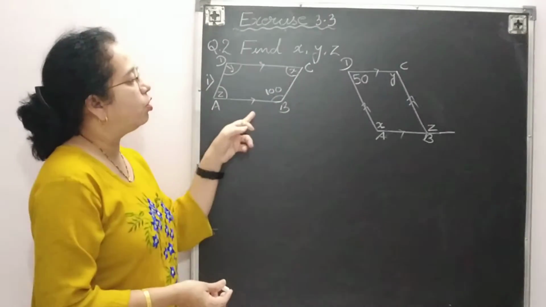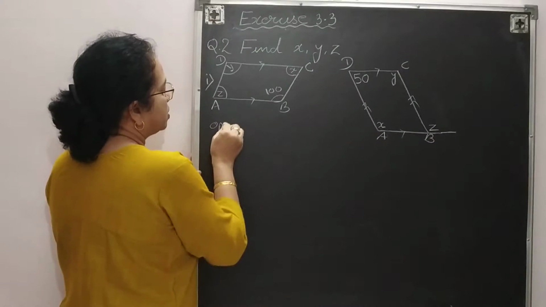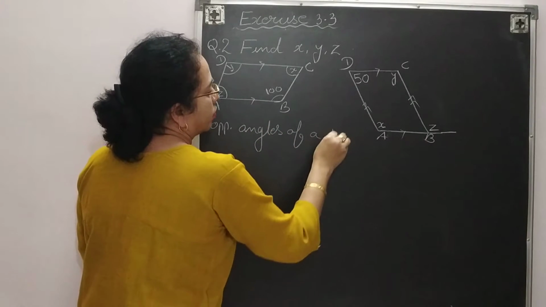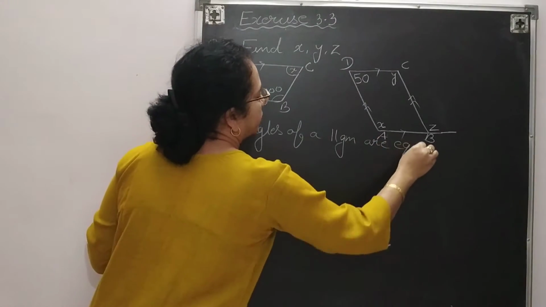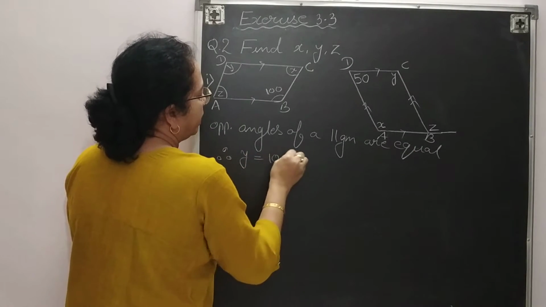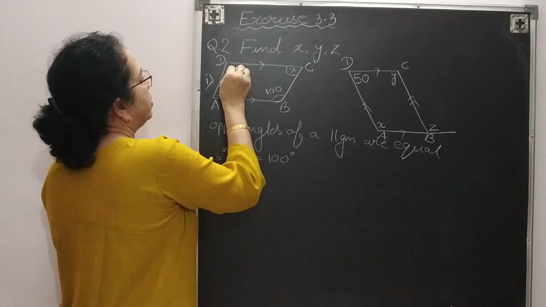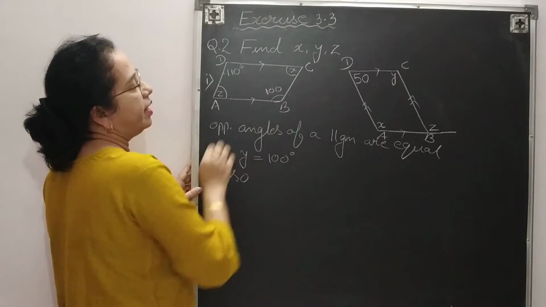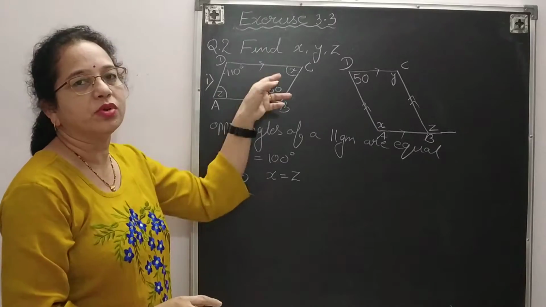We know that in a parallelogram opposite angles are equal. So we can use this opposite angles of a parallelogram. This sign is for parallelogram, are equal. So therefore we can say y is equal to 100 degree. So now we found the value of y, that is 100 degree. Okay. Also you can use the same y and x will be same. Also x is equal to z because these are also opposite angles.